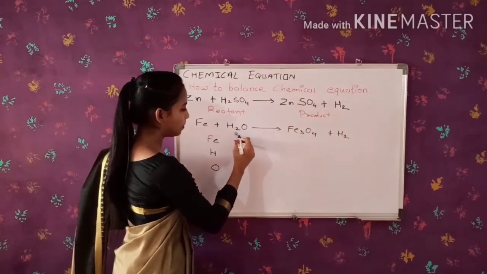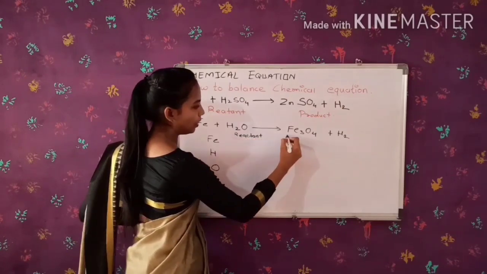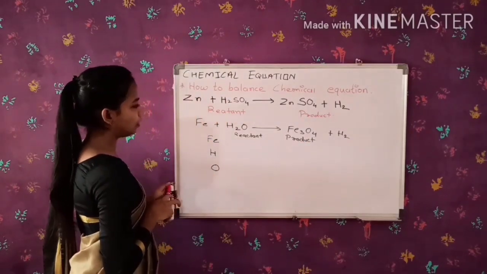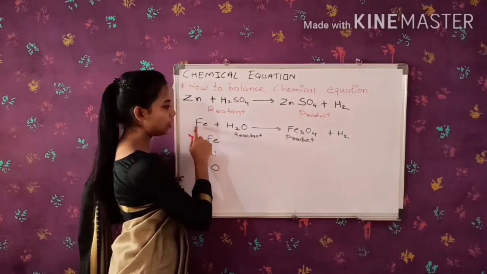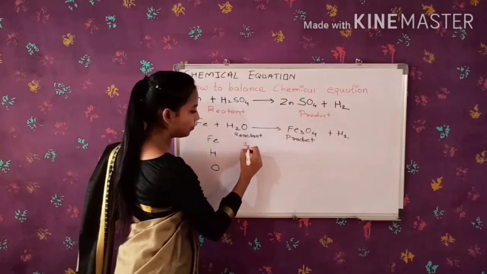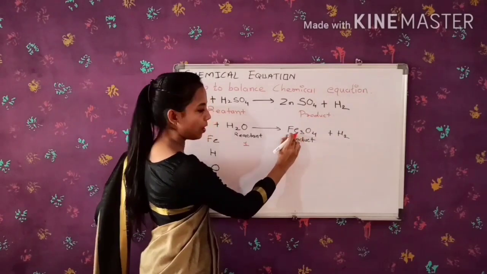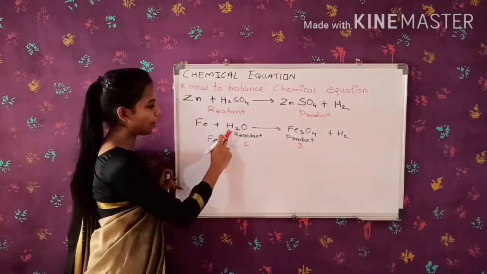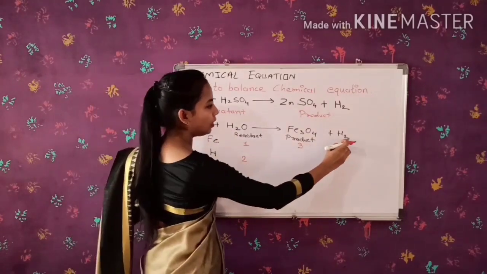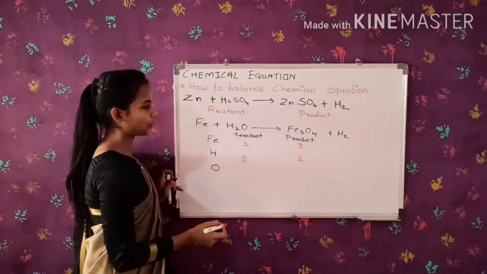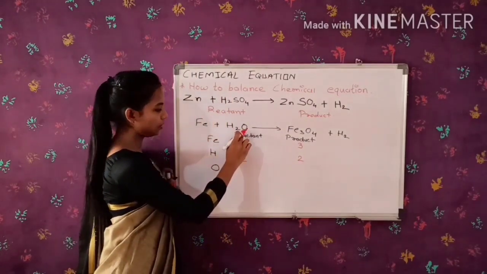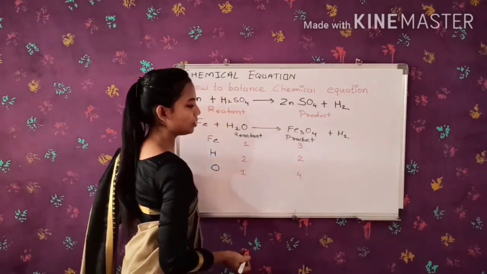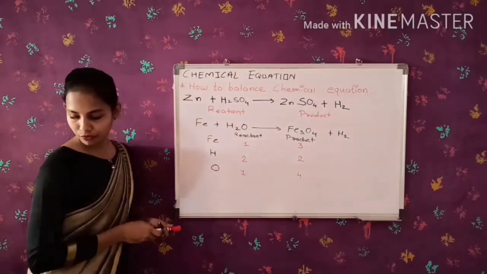Now on the reactant side and product side. We can see one atom of Fe is present on the reactant side, so we write 1, and 3 atoms of Fe are present on the product side, so we write 3. Now hydrogen. Hydrogen is 2 and here it is also 2. Now oxygen. On the reactant side there is just 1 oxygen and on the product side there are 4 oxygen. So we will move to step 1.